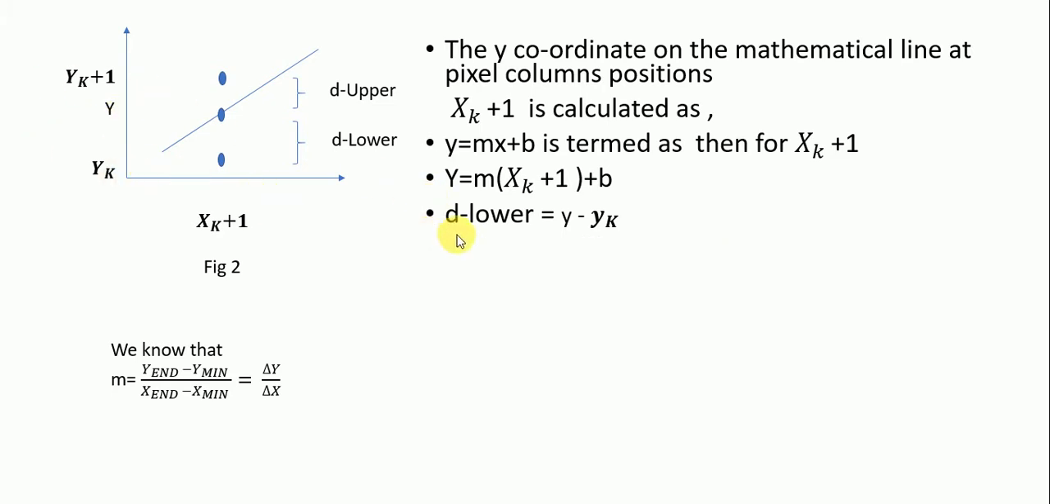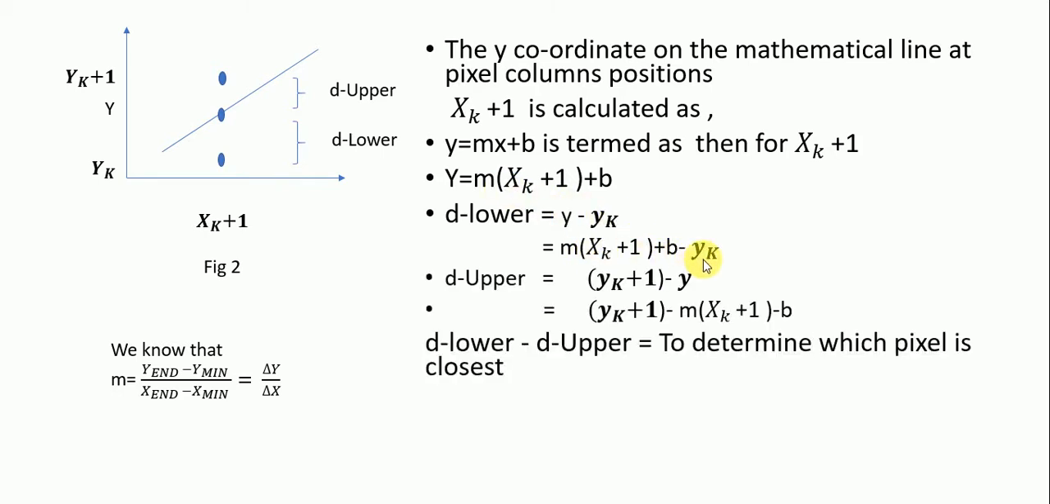We know that d lower is y minus yk. Substituting this y value, we get m into xk plus 1 plus b minus yk. Next, d upper is got by substituting yk plus 1, that is the above one, minus y. Yk plus 1 minus y is d upper, this distance. So we have yk plus 1 minus m into xk plus 1 minus b, substituting the y value.